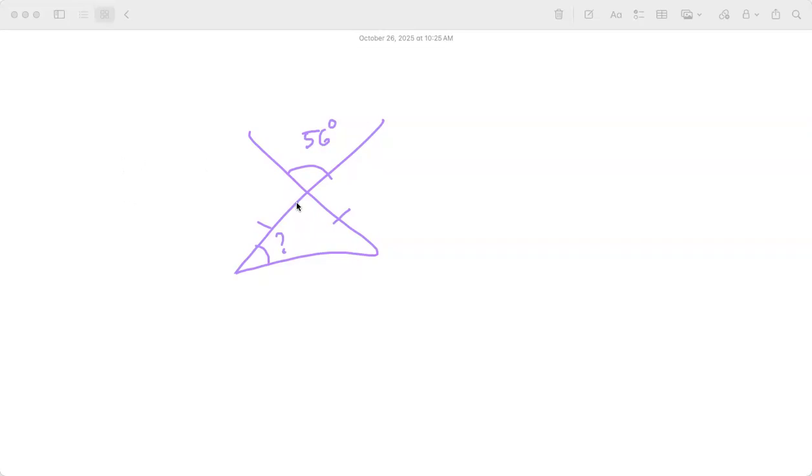Since it's vertical angles, this angle will also be 56. Go ahead. In the isosceles triangle, the bottom two base angles will also be equal. Why are the base angles equal? You have to explain. Whoever didn't follow, they'll get it.